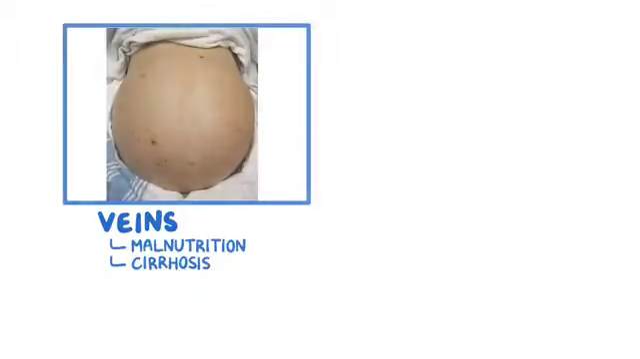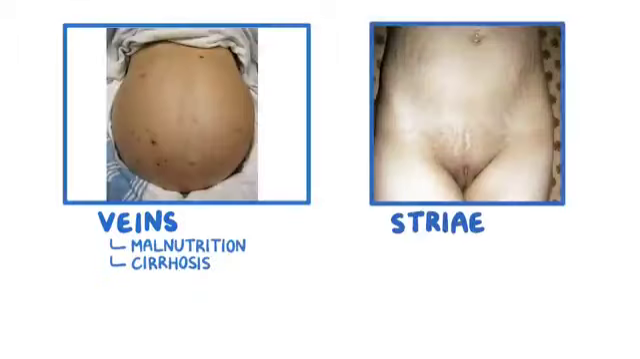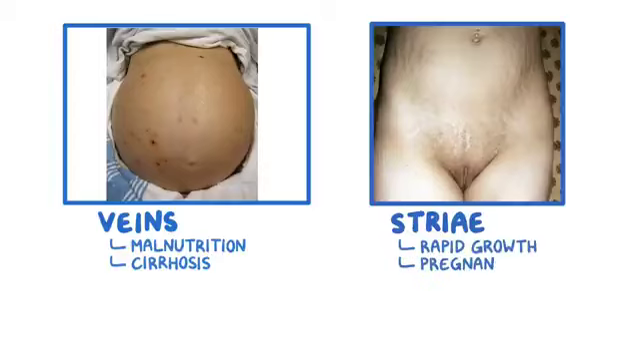Veins might be sticking out due to malnutrition or cirrhosis, or you might see stria, stretch marks, which could be due to rapid growth, pregnancy, cirrhosis, or Cushing's syndrome.